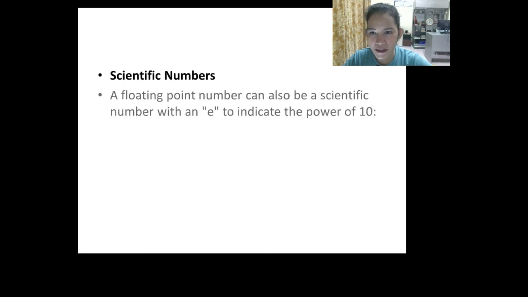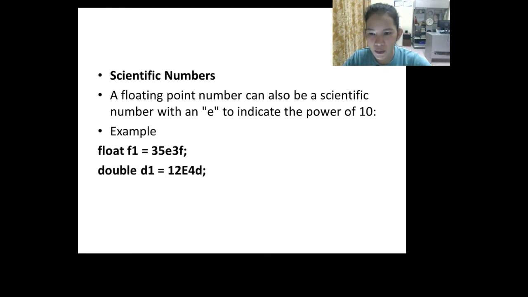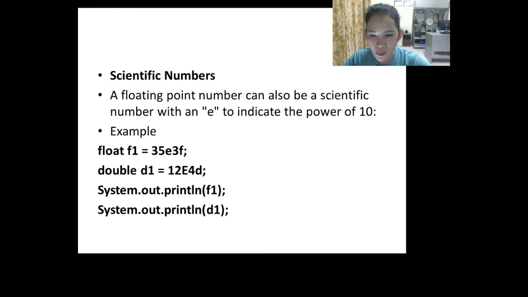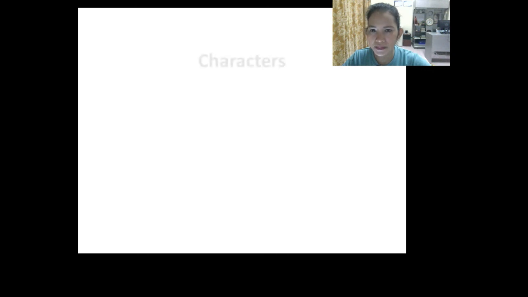Scientific numbers. A floating point number can also be a scientific number with an E to indicate the power of 10. Example, float f1 = 35E3F. Double d1 = 12E4D. System.out.println(f1). System.out.println(d1).